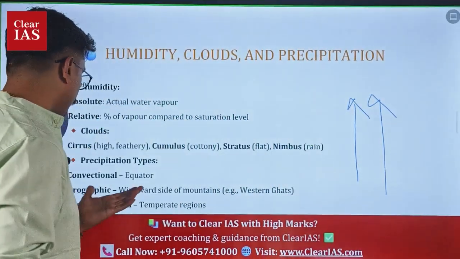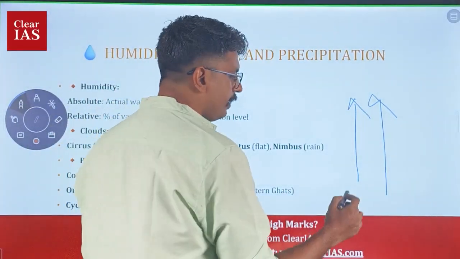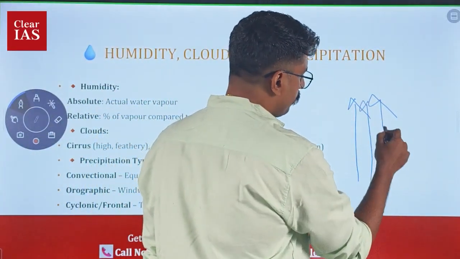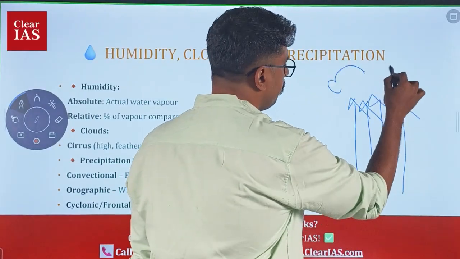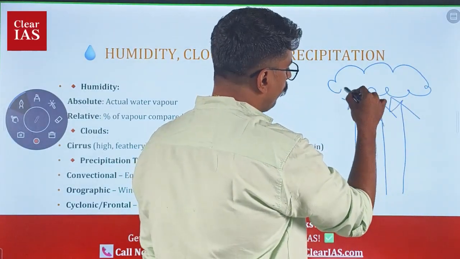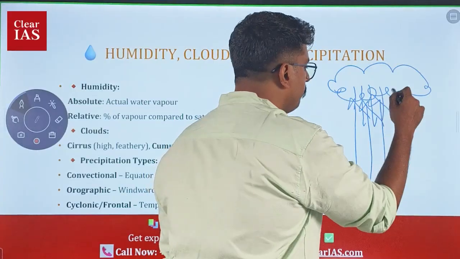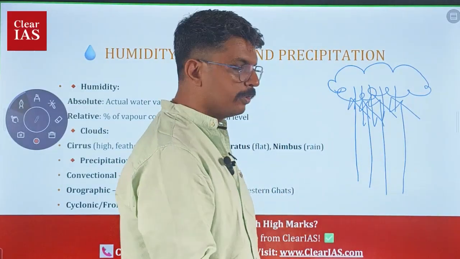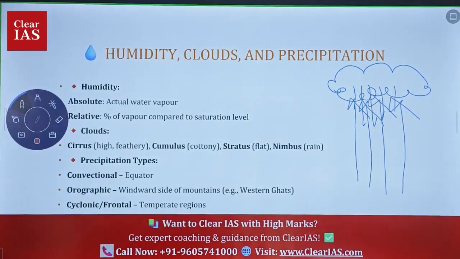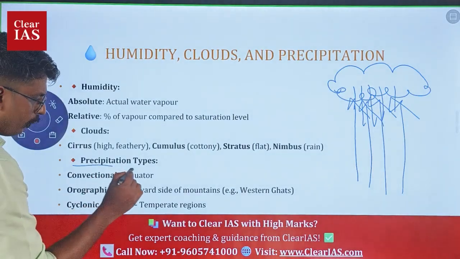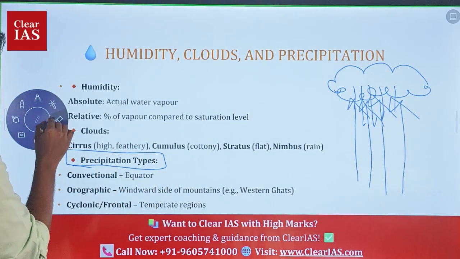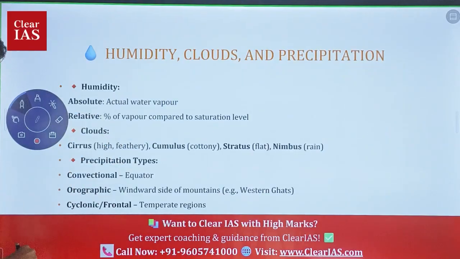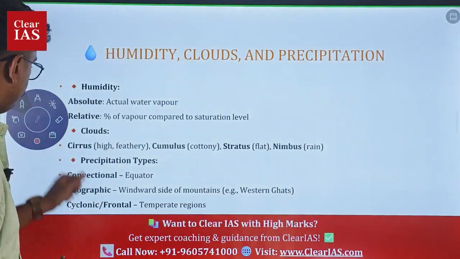Okay. So precipitation. The first condition is that air should rise. And only if air rises, there can be condensation, cloud formation, and rainfall. That's clear? So now we are going to study a small topic called types of precipitation.